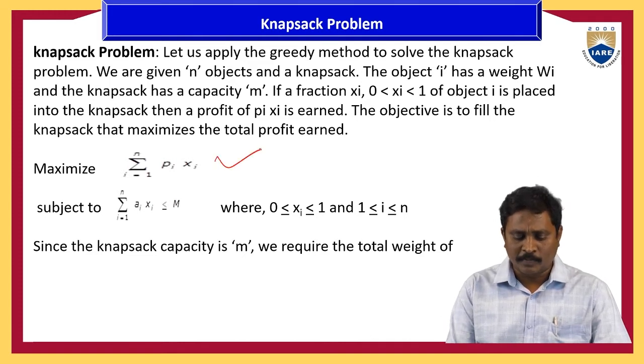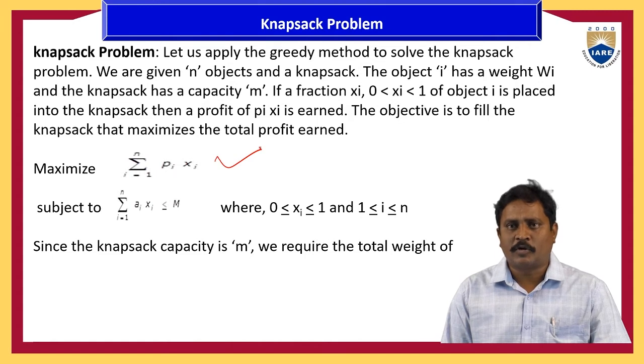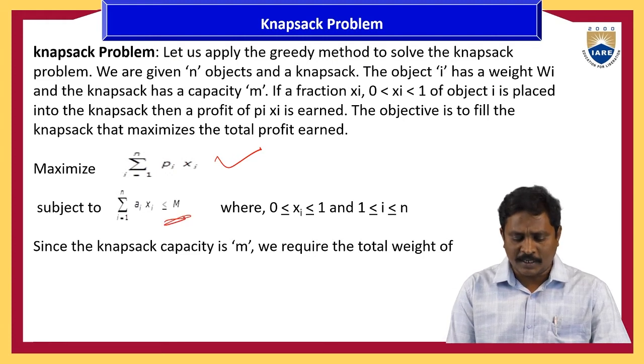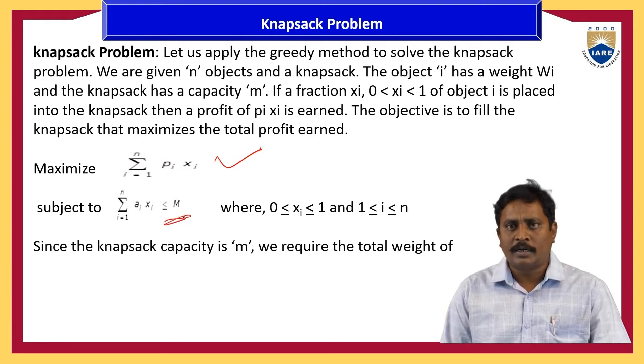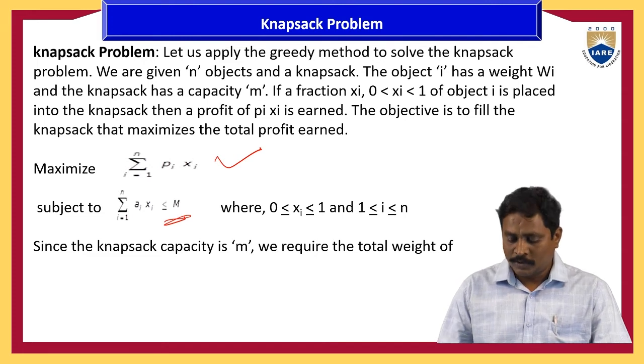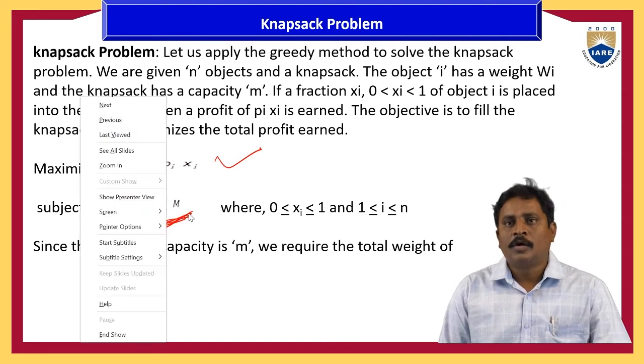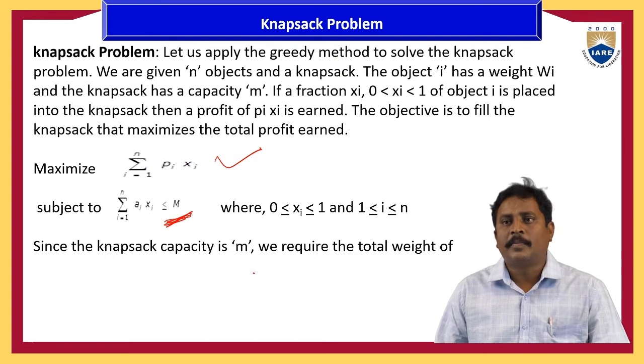So the maximize profit formula is the summation for i equal to 1 to n of pi xi, subject to the constraint that the summation for i equal to 1 to n of wi xi is less than or equal to M. M is the maximum capacity of the bag. So depending on this maximum capacity, we insert the elements into the bag.